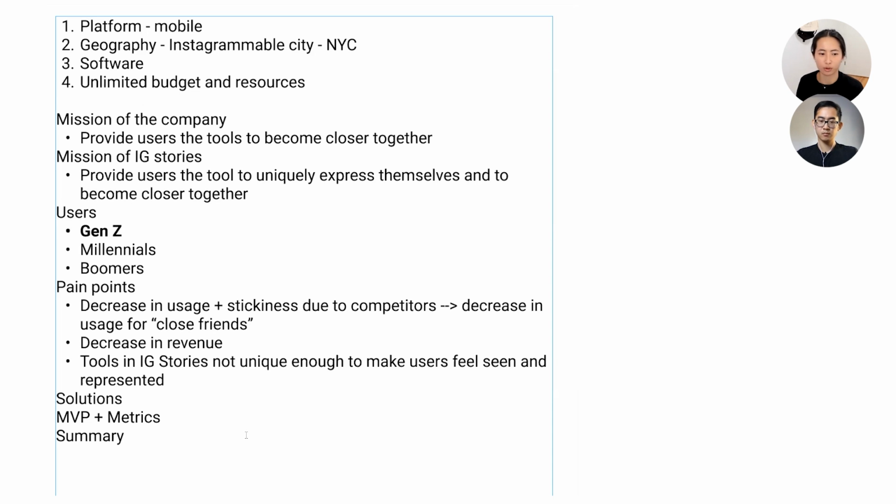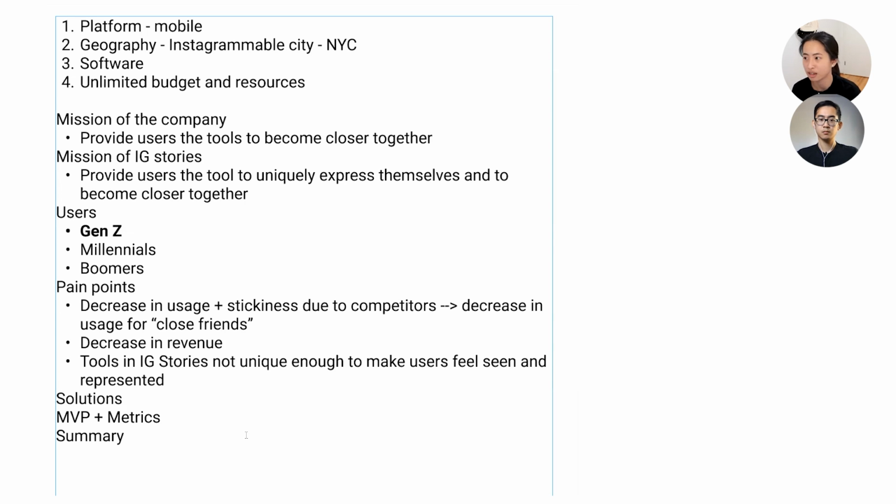Okay, so looking at the pain points, now that we've seen that one of our competitors, which is TikTok, immensely grew during 2021, during the pandemic. And so maybe there was a decrease in usage and stickiness in general on Instagram Stories. And as a result, there was a traffic shift to competing products. So I was thinking, as a result of that, maybe we saw a decrease in usage and stickiness even in Close Friends as well. And because it's a cascade of events, now that users are not spending a lot of time using Instagram Stories or Instagram in general, there could be a decrease in revenue.